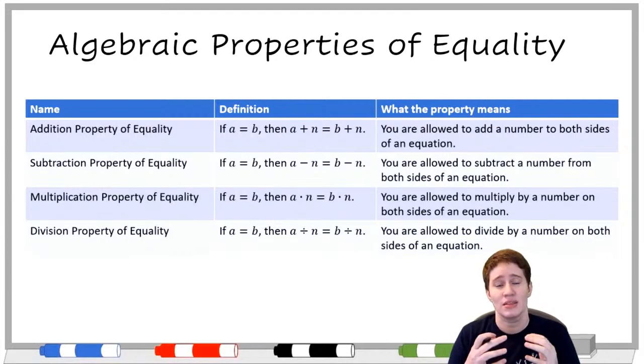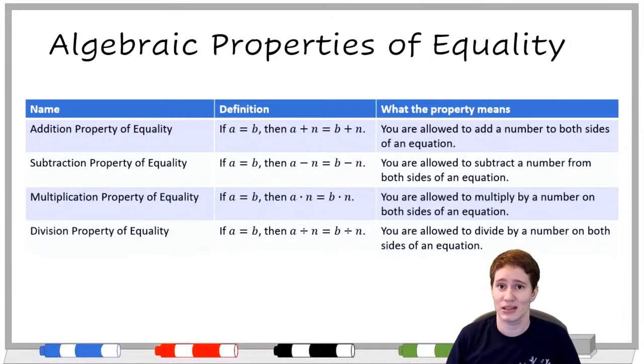But these are the simplest equations possible, and they definitely get harder in such a way that maybe it's not always a great idea to try to just mental math your way through an equation. And so what we have are some really great algebraic properties of equality that we can use to help us figure out how to solve an equation. And they're all very similar.